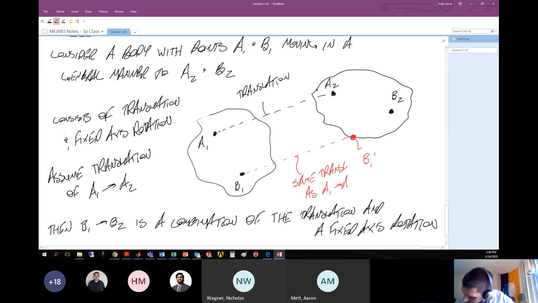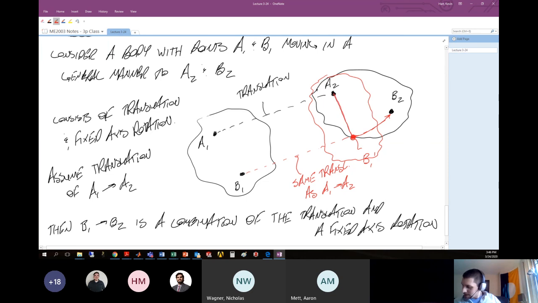as A1 to A2. All right, but we haven't really gotten to our final location, right? We're just at this intermediate location that is B1 prime, right? So we have this translational component getting from B1 to B1 prime, but now we need an additional rotation of our object. So our object, as it goes to its intermediate state, might look something like this, okay? And now we need an additional translation, or sorry, an additional fixed axis rotation to get us from B1 prime to B2.